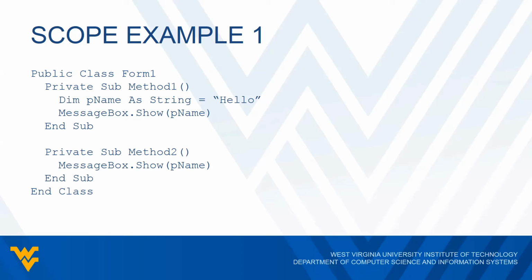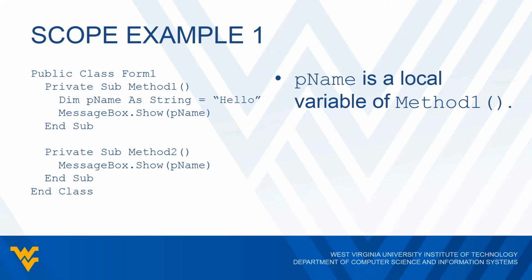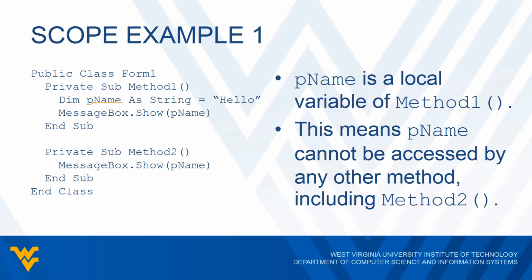So let's take a look at pname first. We see that it is a local variable of method 1 because it's being declared right here. There's pname, it's being declared, and it's declared in method 1. Since it is a local variable, that means it can only be used inside of the method that declared it. So in this case, pname cannot be accessed by any other method.